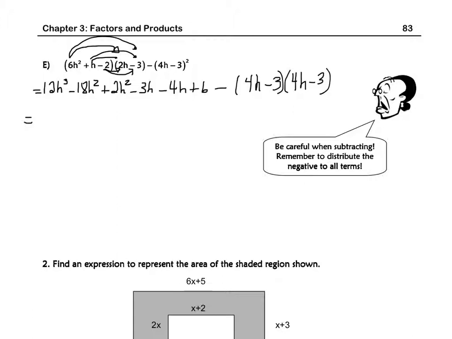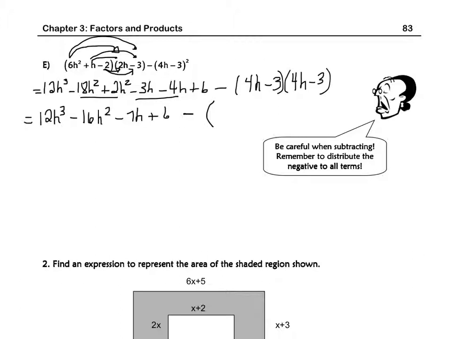So before I multiply out the 4h minus 3 by itself, I'm going to put the like terms together in my first multiplication that I did. So 12h cubed. It's the only cube term, but the two of these can come together as minus 16h squared. And the two of these can come together as minus 7h plus the 6. And I'm going to deal with this negative outside the brackets after.